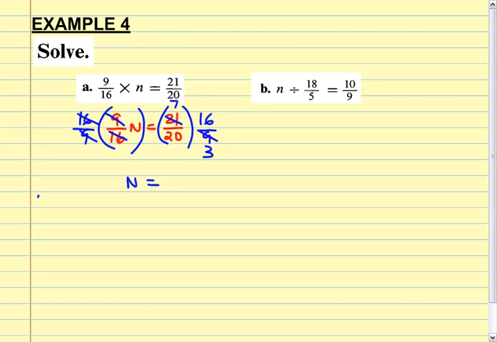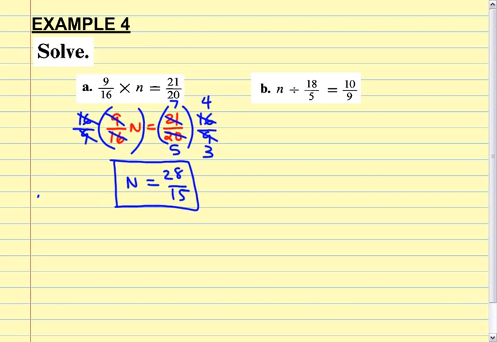Is there anything else we can cancel? Might see something else? Reagan? 4 goes into 16 and 20. 4 goes into 16 4 times and into 20 5 times. Anything else we can cancel? Pace? No. What do I get then, Pace? 28/15. And you're welcome to leave it as an improper fraction.